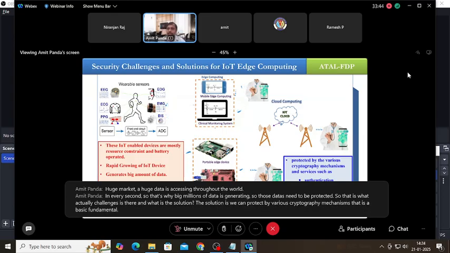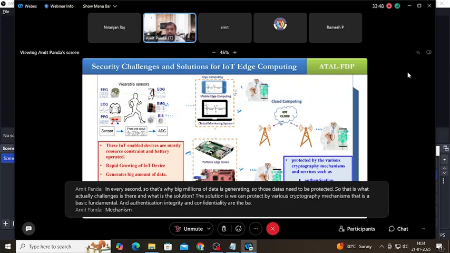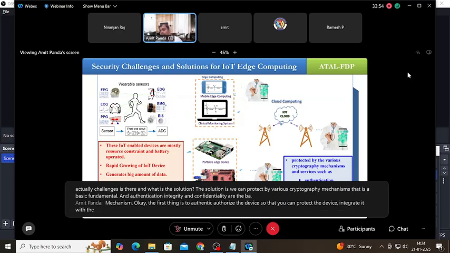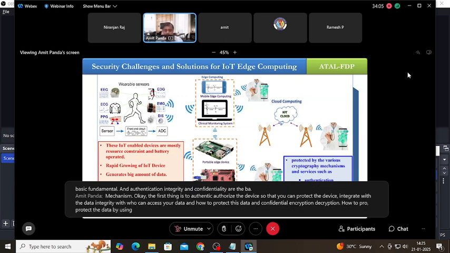Authentication, integrity, and confidentiality are the basic mechanisms. The first thing is to authorize the device so that you can protect the device. Integrity covers the data, who can access your data, and how to protect this data. Confidentiality is achieved with encryption and decryption, protecting the data by using encryption and decryption.